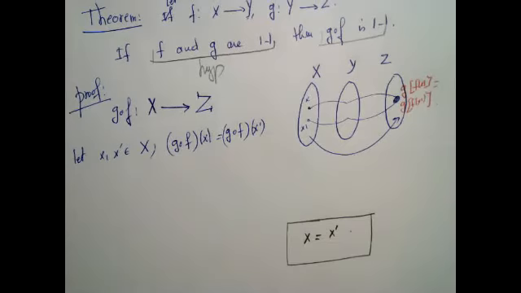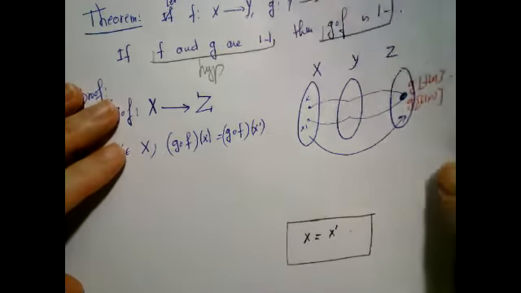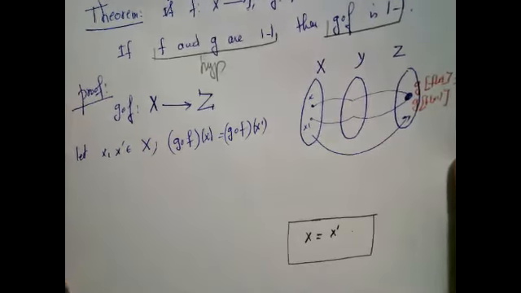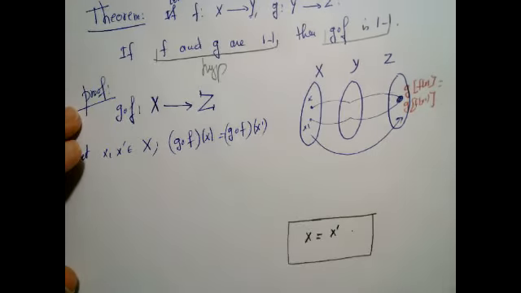Anybody? I'm listening. So we know that F is 1-to-1 and G is 1-to-1. Take X, so F of X is equal to F of X prime, and on what basis? We know F is 1-to-1. So F of X equals F of X prime, then we know X is equal to X prime. We don't know that. We have to prove this.